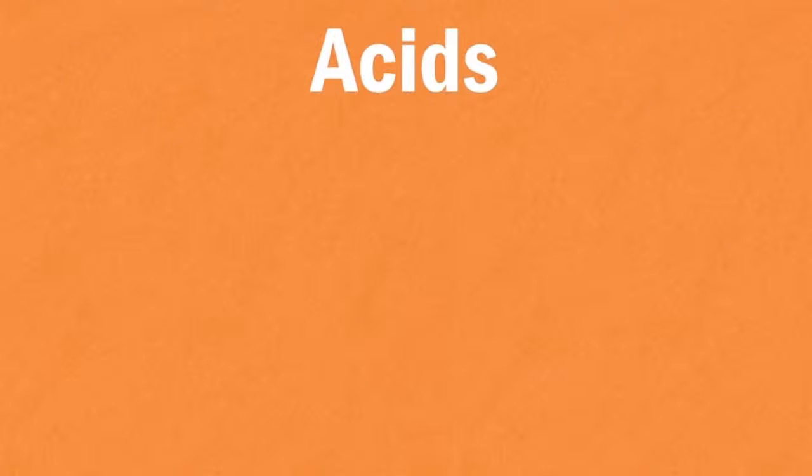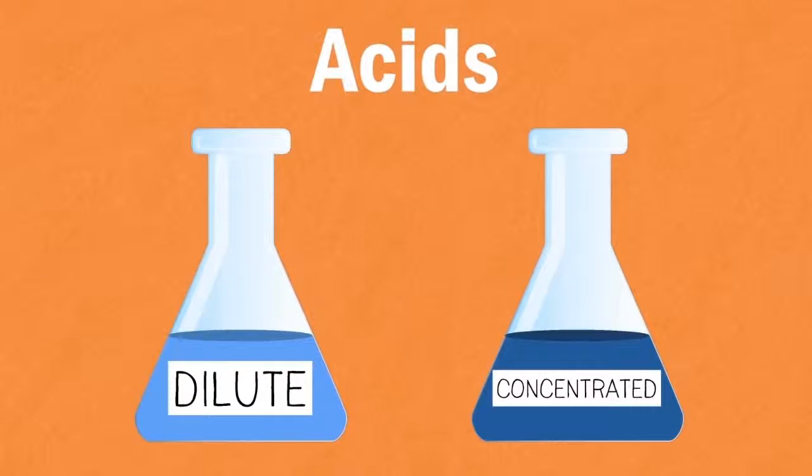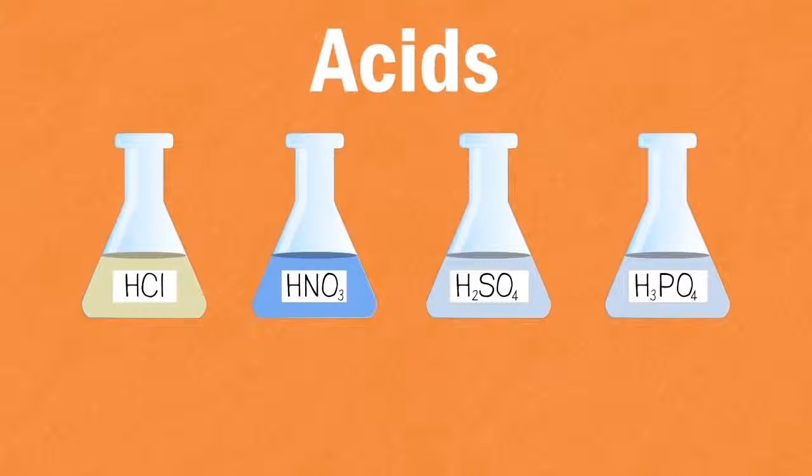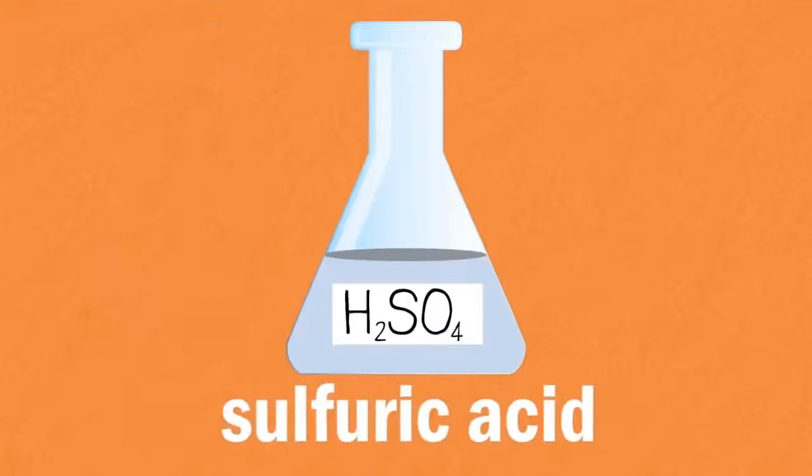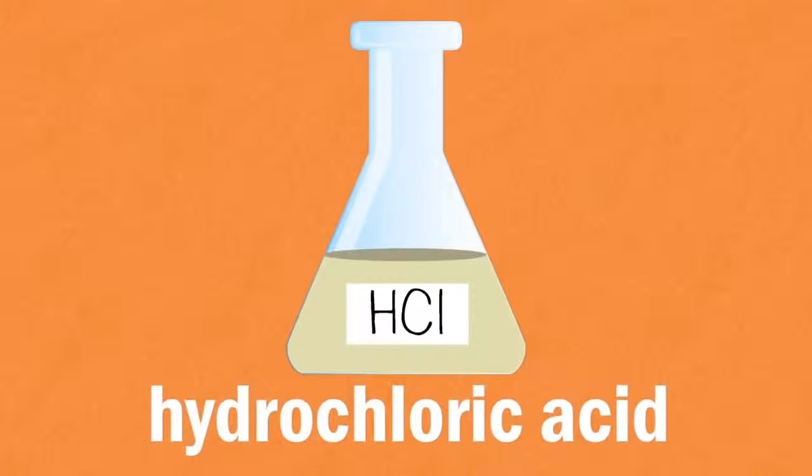Iron will react with acids, dilute and concentrated. Can you name any acids that iron might react with? Pause the video and continue when ready. There are a number of possibilities. They include sulfuric acid, phosphoric acid, nitric acid and hydrochloric acid.